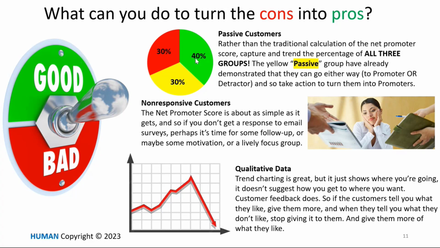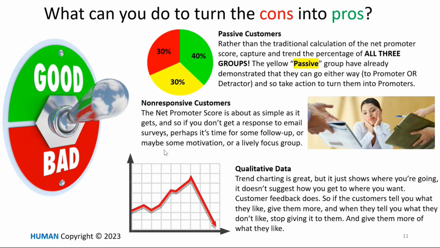So why not take action to see if you can't turn them into promoters? The next one is the non-responsive customers, or the surveys you don't get back. The Net Promoter Score is about as simple as it gets. And so if you don't get a response to email surveys, maybe it's time to follow up. Maybe it's time to look at some other way to capture their attention through some motivation, perhaps a possibility of a prize, or a lively focus group. Maybe you want to do it that way.